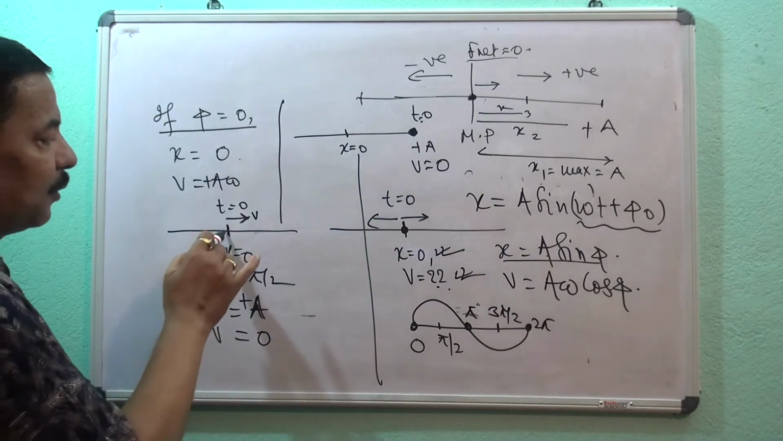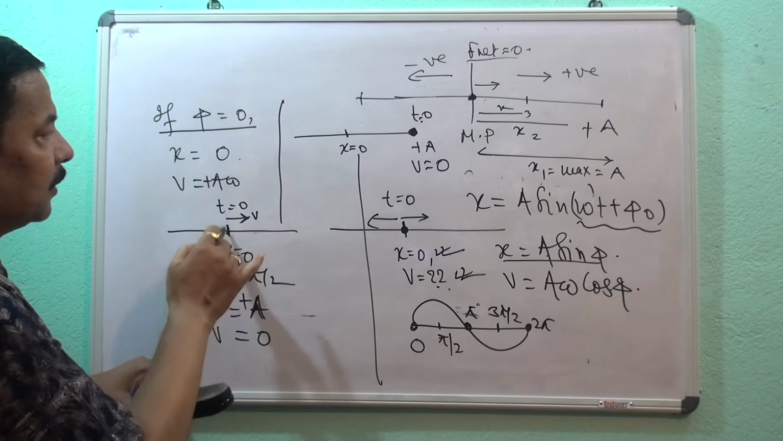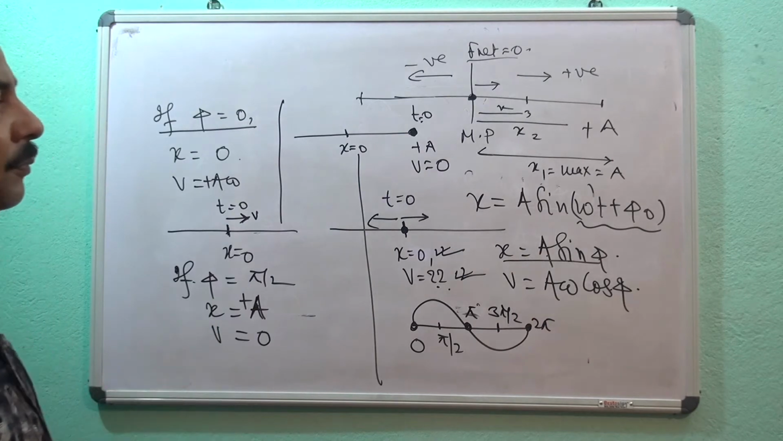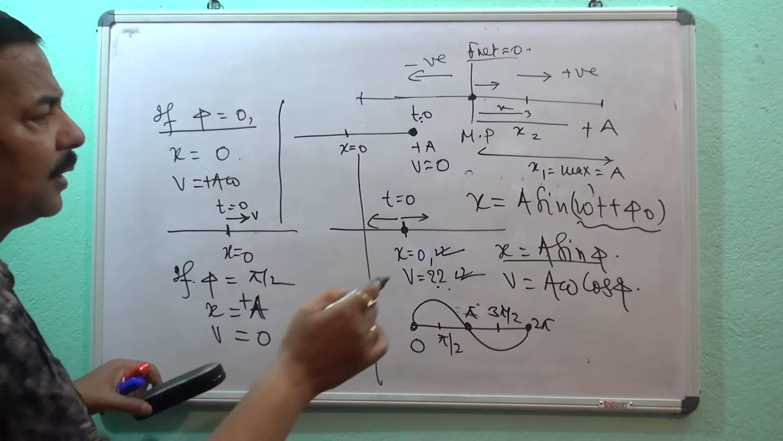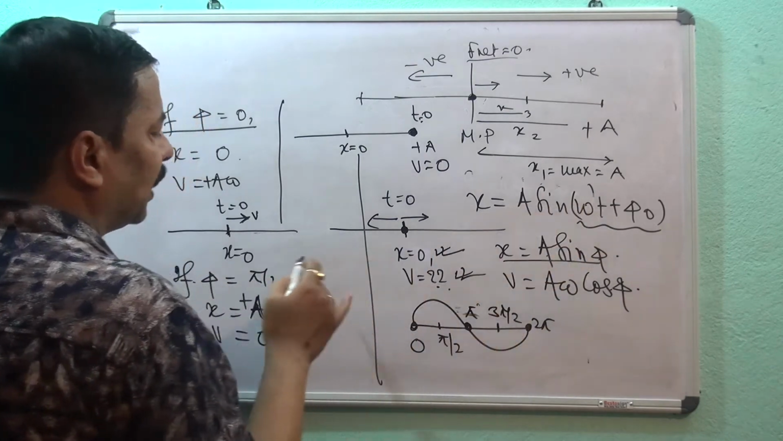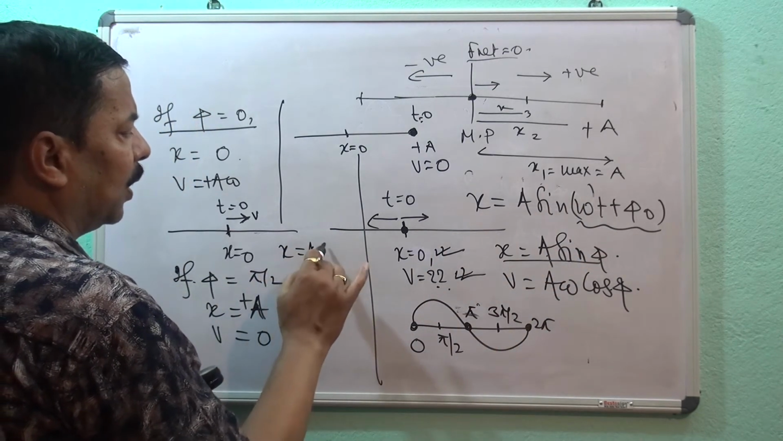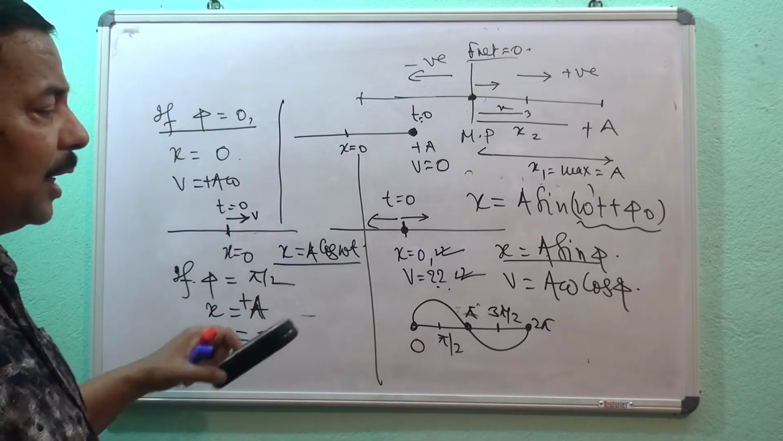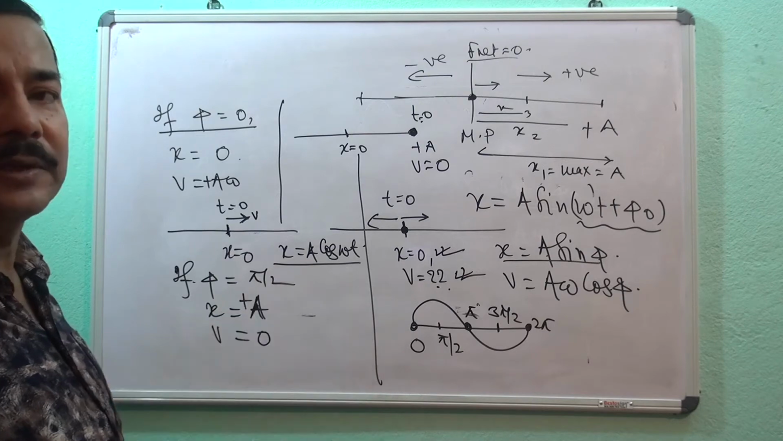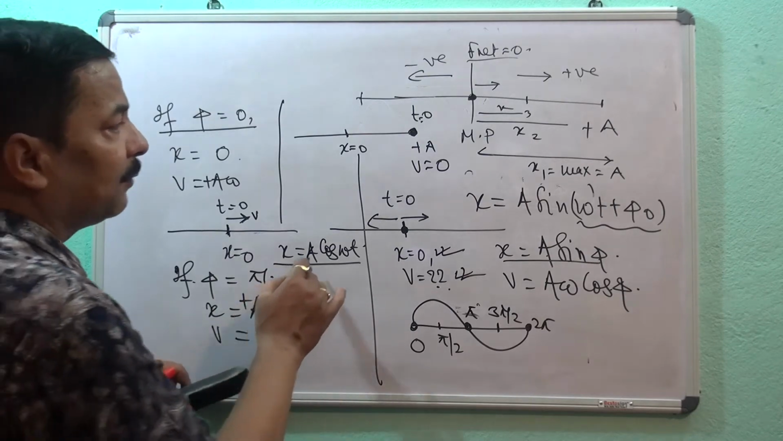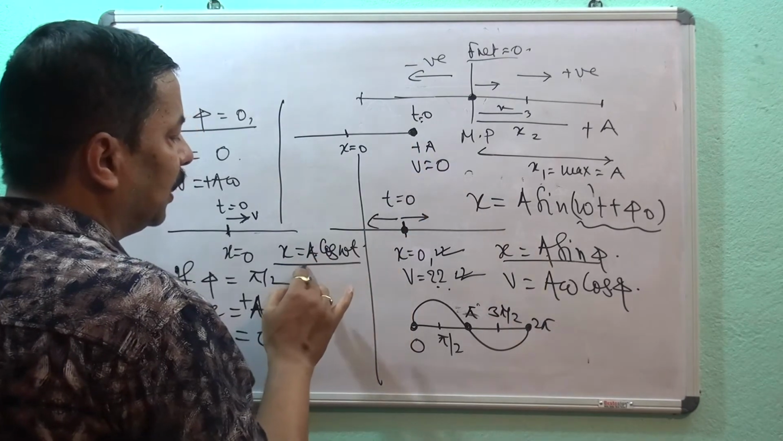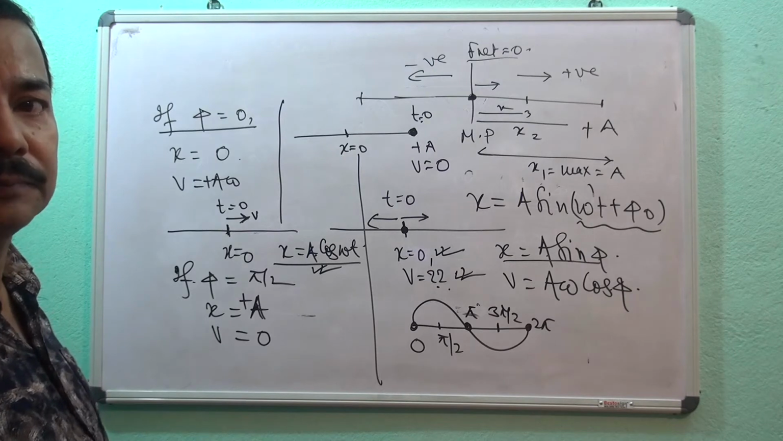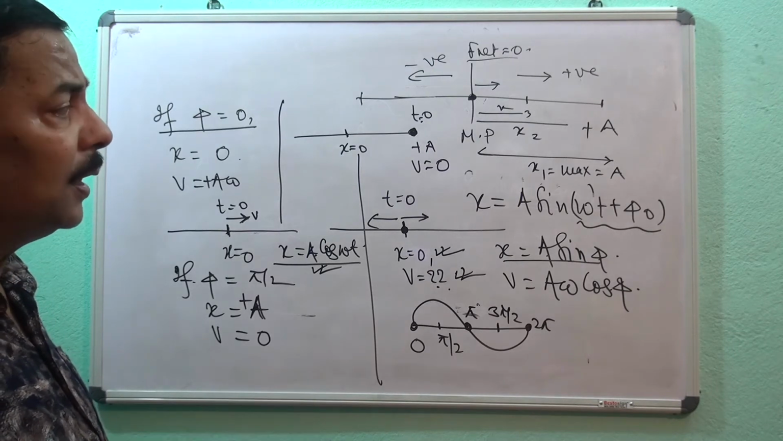So if the particle is starting from here, the phase is 0. If the particle is starting from here, the phase is pi by 2. If we keep pi by 2, then it will be x is equal to a cos omega t. Whether it is x equals a cos omega t or a sin omega t, both represent simple harmonic motion. But if the motion starts from here, we will write the equation x is equal to a cos omega t. This thing should be clearly kept in mind.